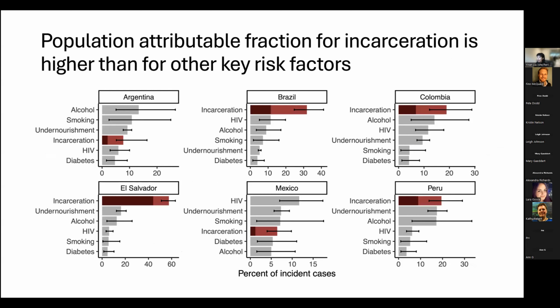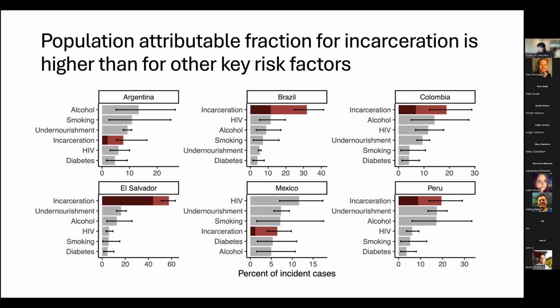All right, so next, we estimated the population attributable fraction for incarceration using an alternative scenario where we reduced incarceration prevalence to 0 gradually from the year 1990 to the year 2019. And here I'm showing you in red the percent of all incident cases that we estimate are attributable to incarceration at large in each of these countries.